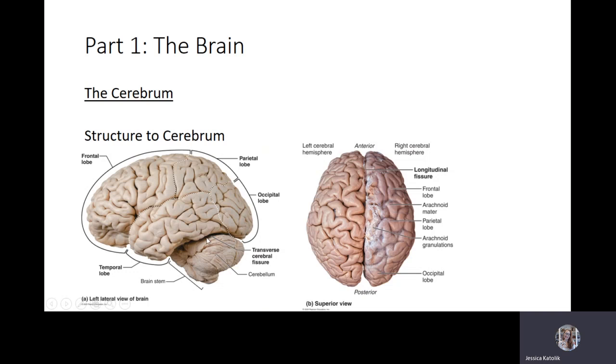There is a second fissure. The second fissure is the transverse cerebral fissure. It separates the cerebrum from the cerebellum. So it's another deep groove.